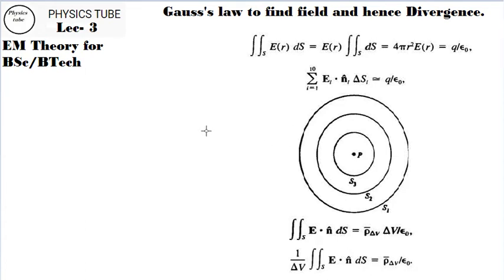So, dear students, we are here again with electromagnetic theory. This is lecture 2, and we'll discuss Gauss's theorem, Gauss's field law, and then we'll slowly move towards divergence.